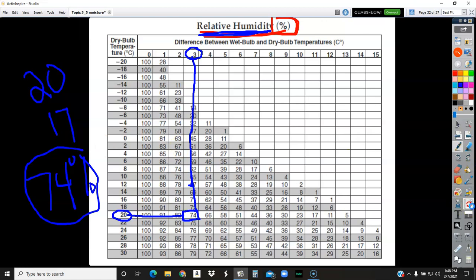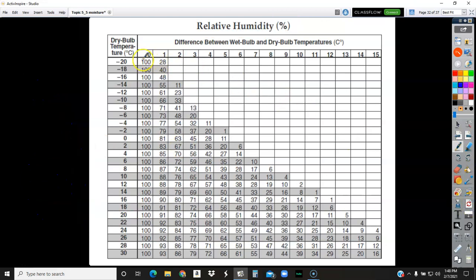Now, you will notice one particular column. When the numbers are the same, when there's no difference between the dry and the wet. See this 0? No difference. What do you see all the way down? 100%, right? You reach saturation. That's why you see 100 in this column.